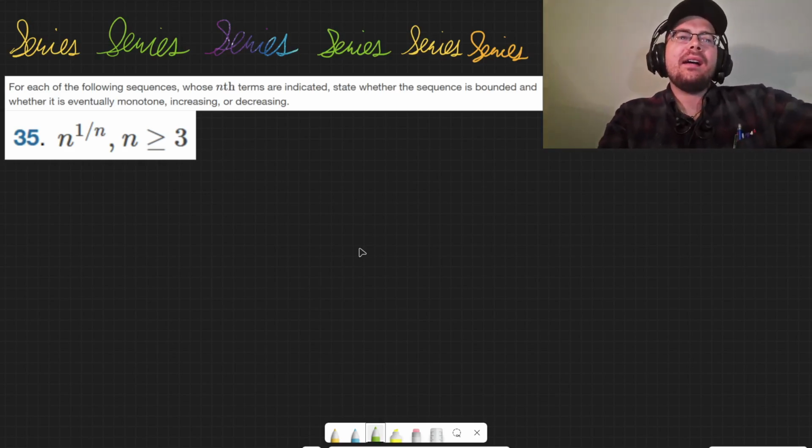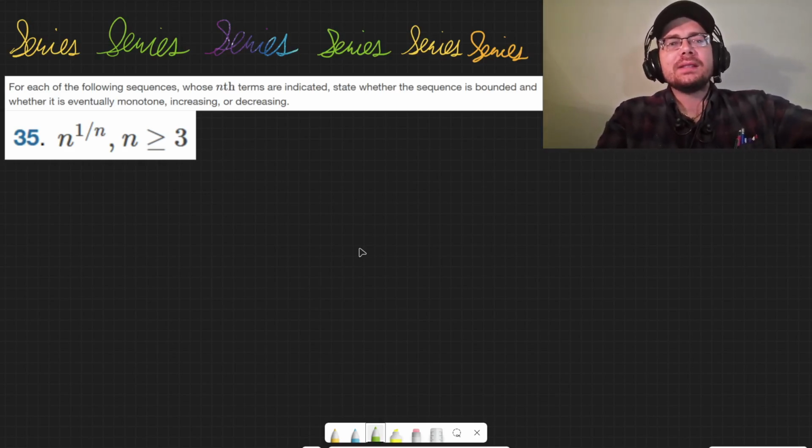We have number 35, n to the 1 over n power, where n is greater than or equal to 3. For each of the following sequences whose nth terms are indicated, state whether the sequence is bounded and whether it is eventually monotone, increasing or decreasing.